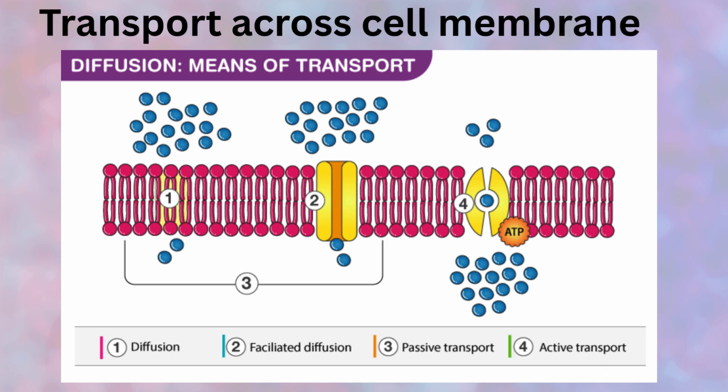This diagram summarizes the different mechanisms of transport across the cell membrane. Notice how simple diffusion, facilitated diffusion, and osmosis are examples of passive transport because they do not require energy. In contrast, active transport uses ATP to move substances against their concentration gradient with the help of transport proteins. This comparison helps us understand when energy is required and when molecules move naturally.